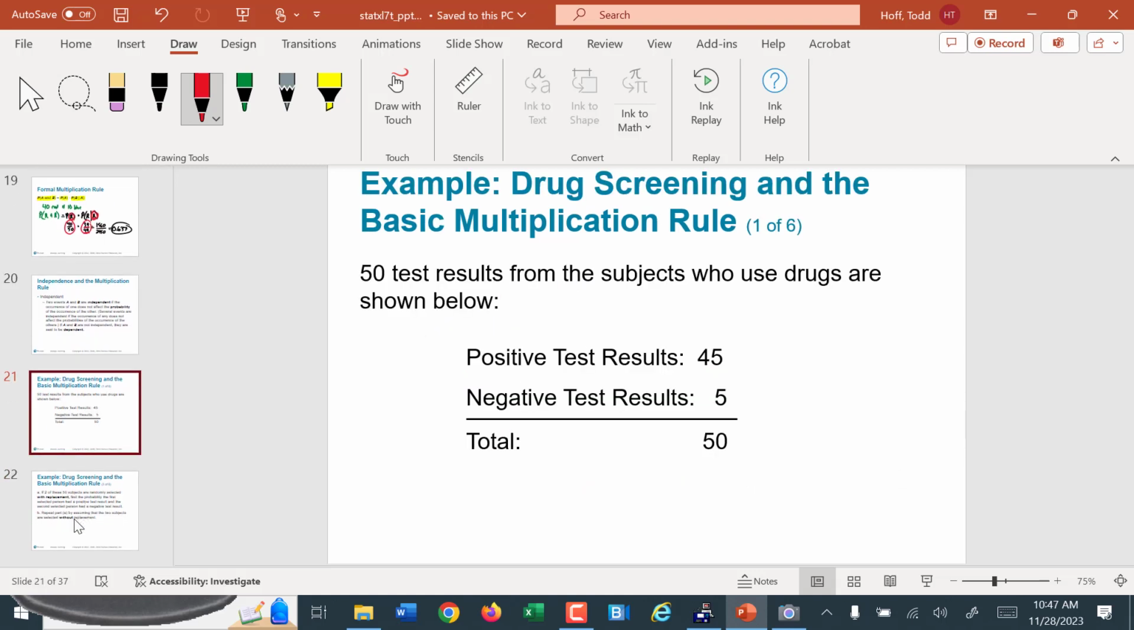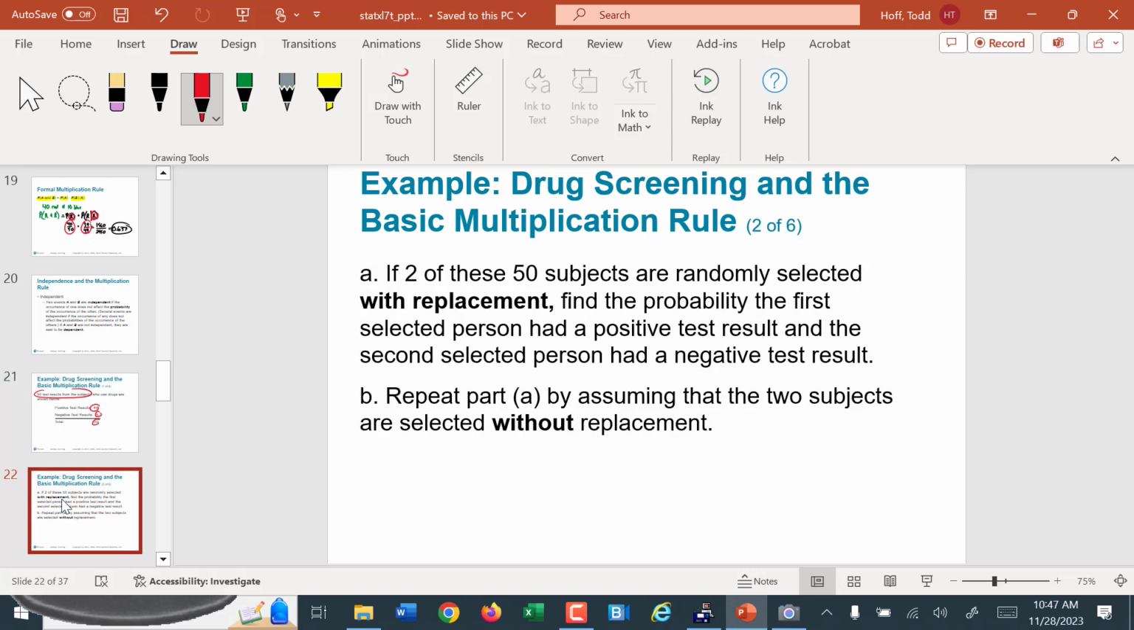So let's look at an example here. I'm looking at drug testing. So I have 50 subjects who were tested, 45 tested positive, and 5 negative. So that's the total of 50 subjects. If 2 of these subjects are randomly selected, and the term here is with replacement, that means we randomly select one subject, we test them, and then we put them back into the group. So when we randomly select the second subject, it's possible that we can select the first one again. This is with replacement, and we're going to see how this comes out to be independent events.